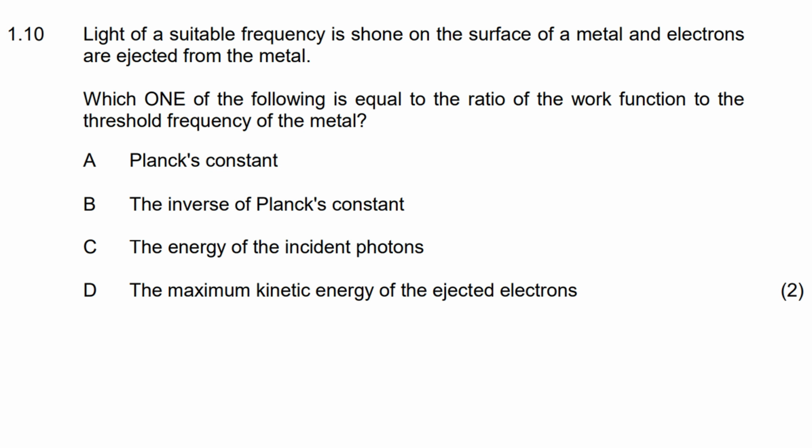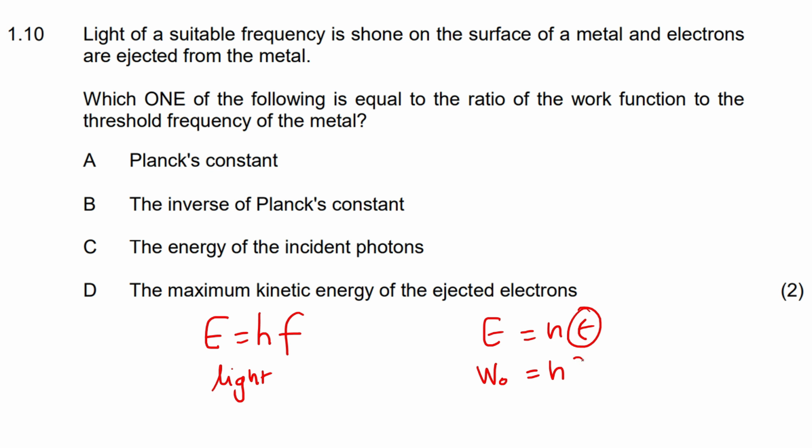Light of a suitable frequency is shone onto the surface of a metal and electrons are ejected. Which one of the following is equal to the ratio of the work function to the threshold frequency? Well, we know that there's this formula in this chapter, right? Now that formula, I typically said that you would use for the light. But what about the metal? Well, with the metal, we change the energy to work function, and we change the frequency to threshold frequency. So it says, which of the following is equal to the ratio of the work function to the threshold frequency? So the work function divided by the threshold frequency, what would you be left with? h, and that is called Planck's constant.